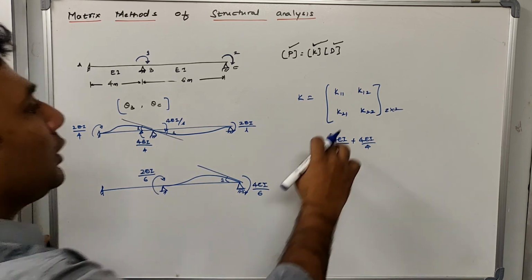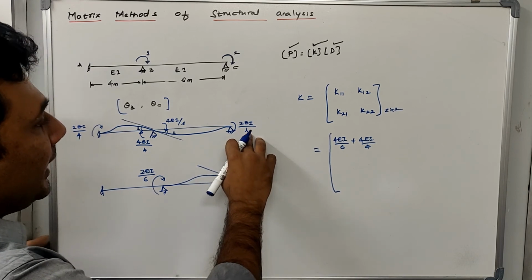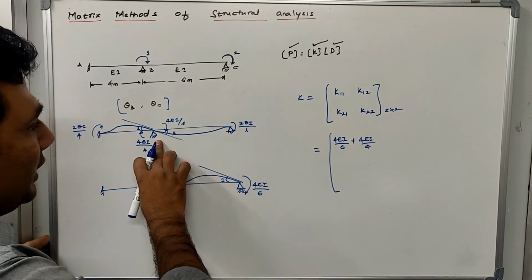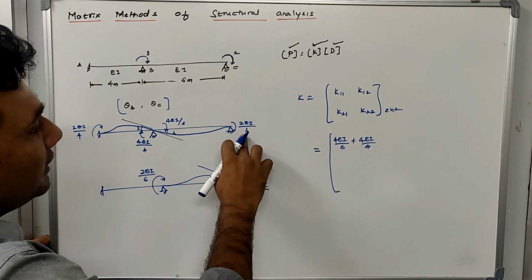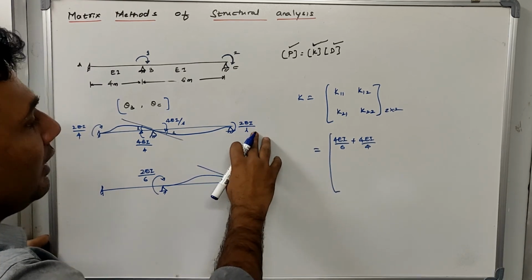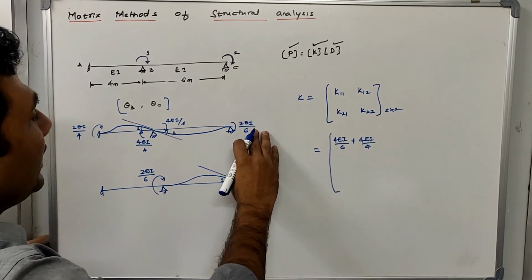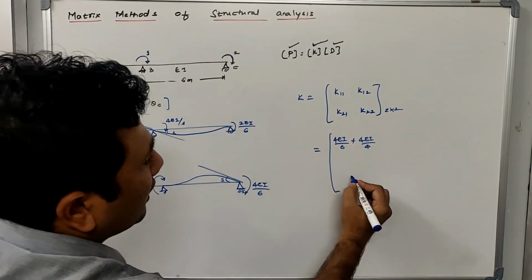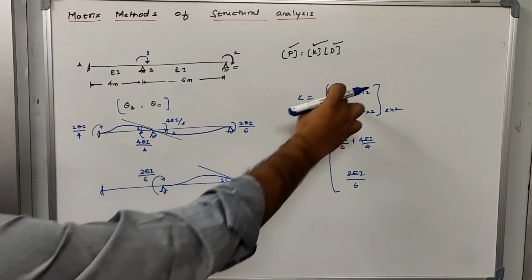Now going to K21. K21 represents how much force is created at the second coordinate because of the application of unit rotation at the first coordinate. Now see here, joint C is your second coordinate. At the second coordinate, the moment that is created is 2 EI by L, which is 2 EI by 6, because of the unit rotation at joint B, which is 1. So this completes K11 and K21.